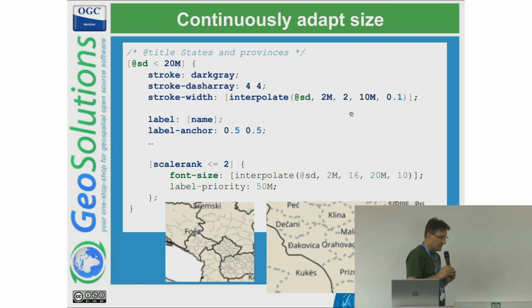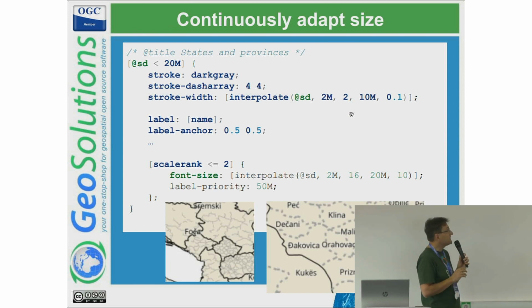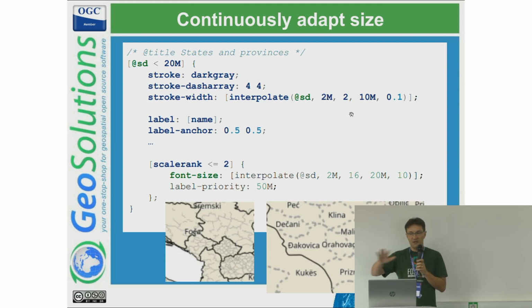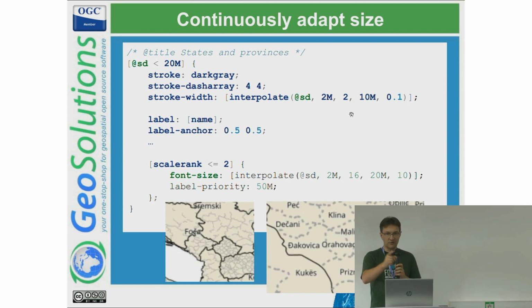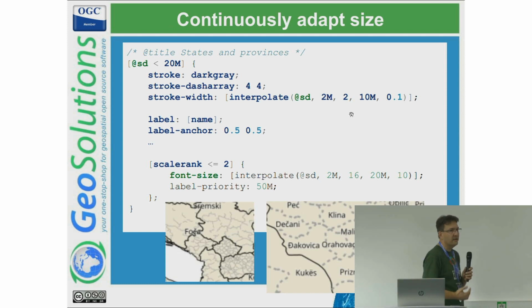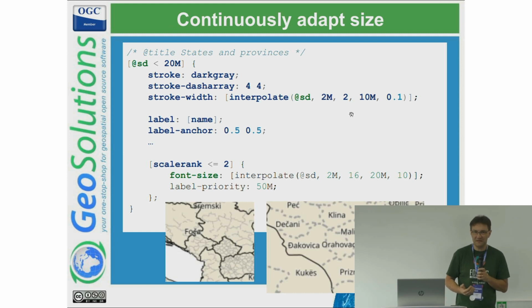Another example, which is, in my opinion, interesting, is adapting continuously the size of strokes and labels and so on as you change the zoom level. If you look at OpenStreetMap styles, it's controlling that by many, many rules and saying something like, oh, if the scale denominator is this, use that size. If the scale denominator is another, use another size. It's a table. It's annoying, it's long, it's super detailed.